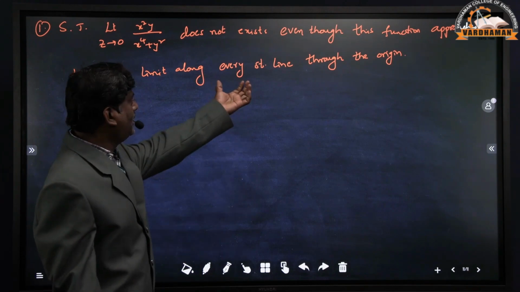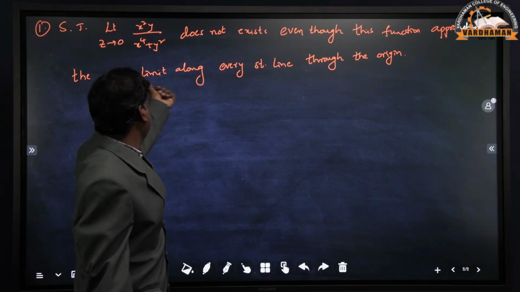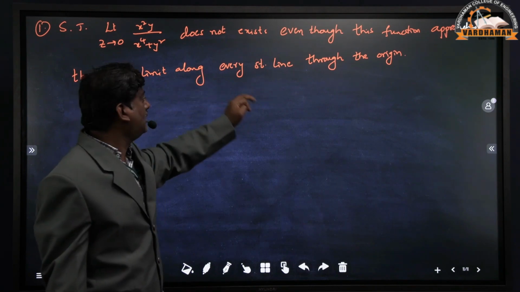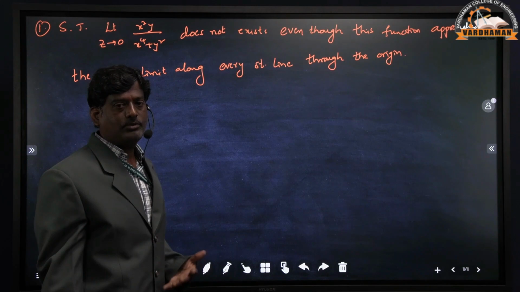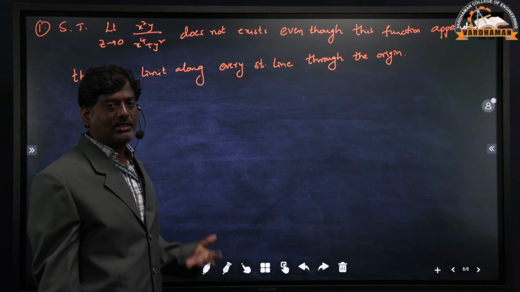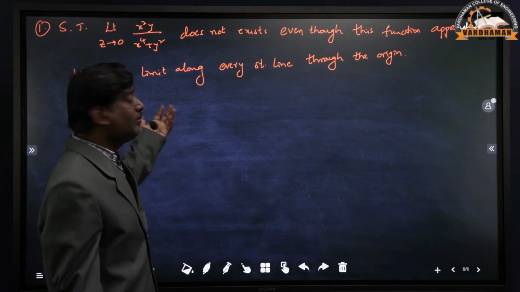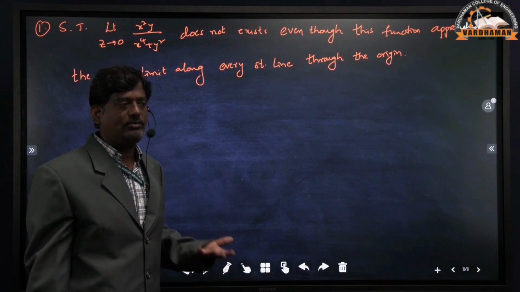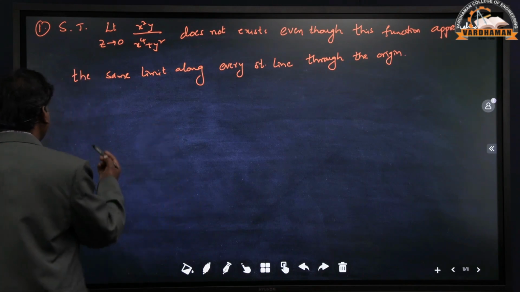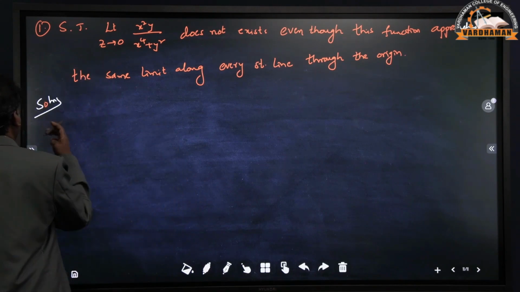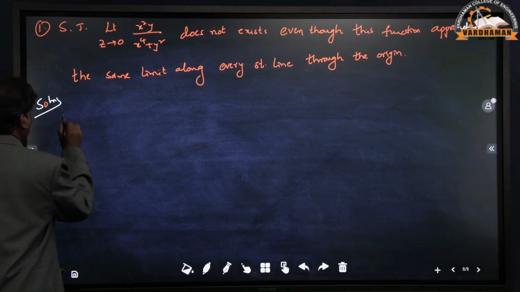First, according to the given data, the function approaches the same limit along every straight line. We have to observe along every straight line whether the limit exists or not, whether we get the same limit or not. First we have to check. Now I am taking path 1 according to the given data. Solution. Path 1.